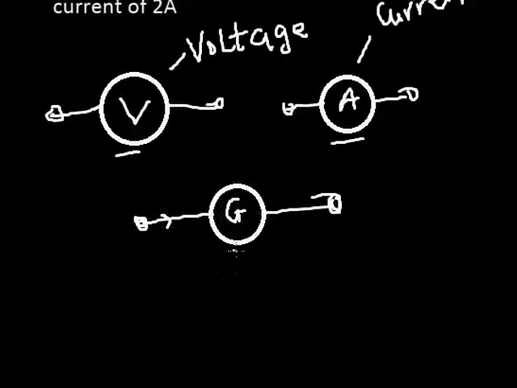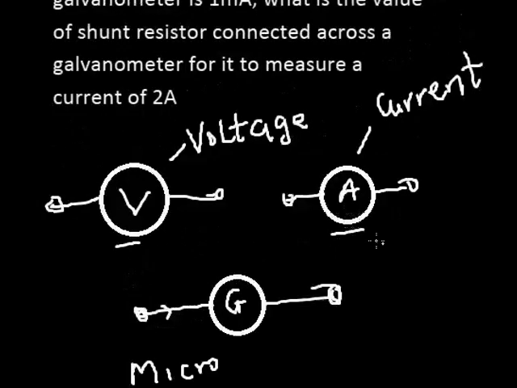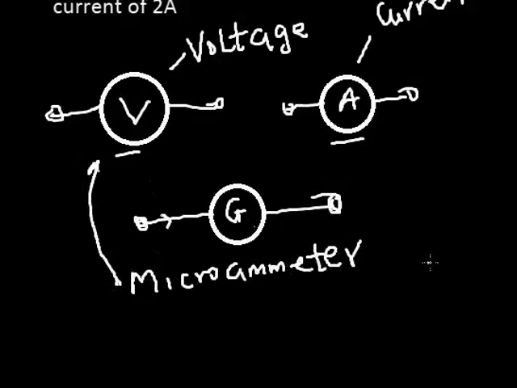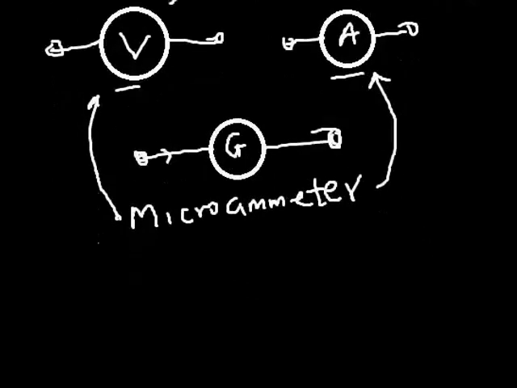But one thing about a galvanometer is that it can only measure a small amount of current, so we call it a micro ammeter. This is an ammeter, right? But a galvanometer is called a micro ammeter because it only measures a very small amount of current. But a galvanometer or microammeter can actually be converted to a voltmeter and an ammeter, and that is exactly the construction now.